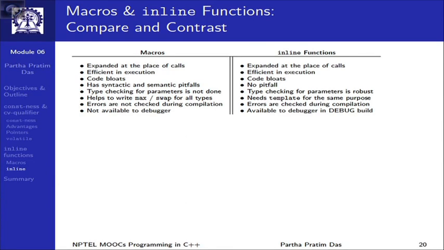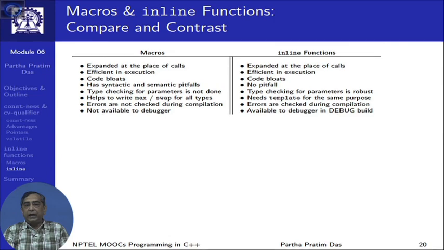Finally, for macros, there is no error checking done for compilation. In an inline function, the errors are checked, and certainly, like the manifest constant, macros are also not visible to the debugger. You will not be able to see the square macro if you try to debug, because actually the compiler has never seen that square, because it was replaced by the preprocessor, whereas for inline functions you will be able to see all of that in the debug build. You will be able to, if you do a debug build, you will be able to see that.